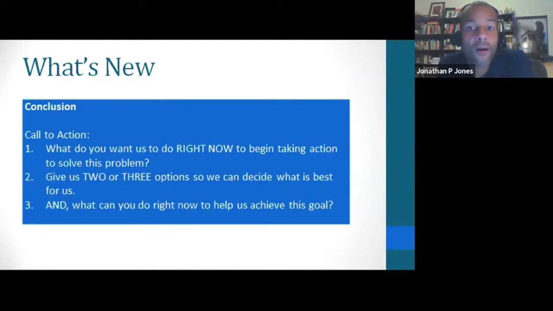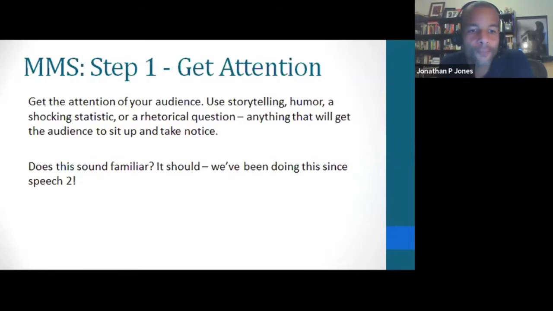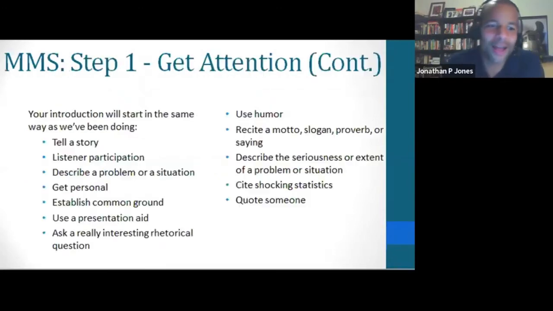All right, now of course this is all new and might be complicated. So as I said, I'm going to go through each piece of this individually and talk about them in depth and give examples. Okay? So here we go. First step, getting attention. Same as we've done before. Get the attention of your audience. Use storytelling, humor, shocking statistic, rhetorical question. This should sound familiar because we've been doing it for a while. The list of options we had for an attention getter is the same as before. So if you've been doing attention getters and doing them well, great, you know what to do, keep doing it for this speech, the next one, and the final.